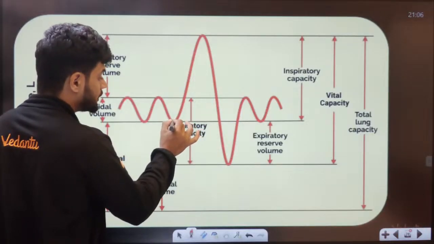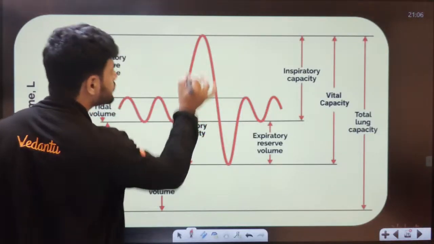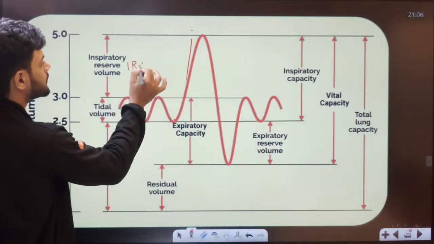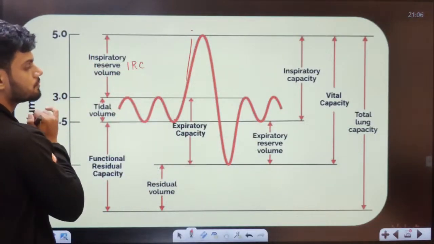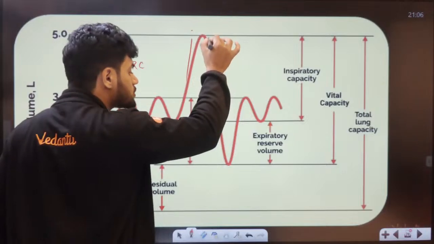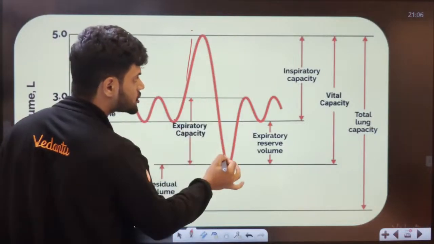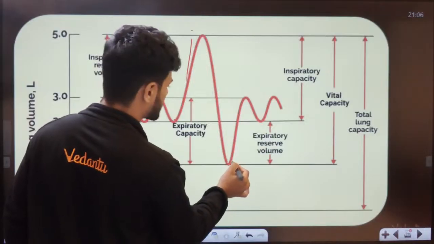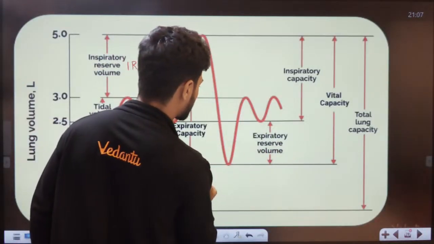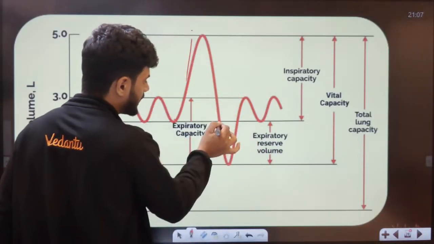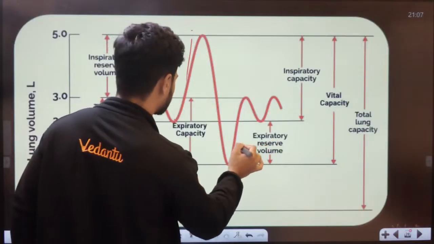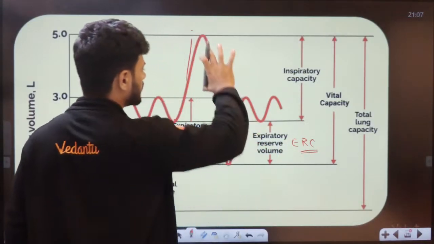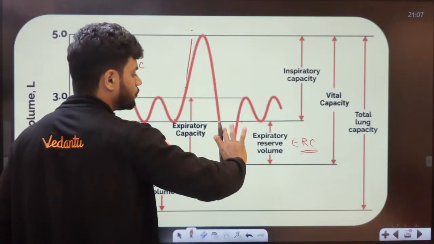Now, what if you take forceful inspiration? Forceful inspiration is IRV, the inspiratory reserve volume. Now, what is forceful expiration? It's not given here, no? Forceful expiration is ERV. So till here it is normal. From here to here we have the expiratory reserve volume. This much is forceful inspiration and forceful expiration.